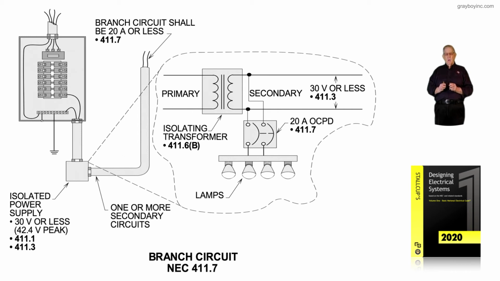But as long as we use the less than 50 volt systems as we are required to do in accordance with Article 411, then this installation is a very usable, safe installation for the user in the home or the commercial office building, wherever it may be installed. Now, Figure 4-37 illustrates this branch circuit and how it must be installed and used in accordance with NEC 411.7.